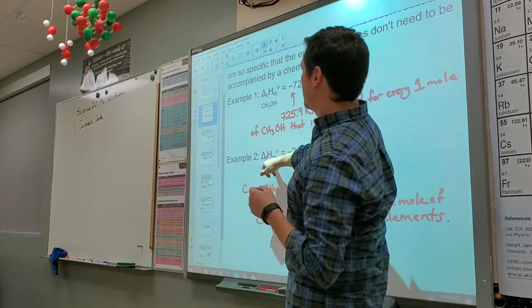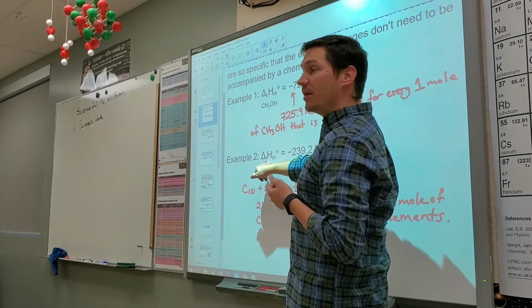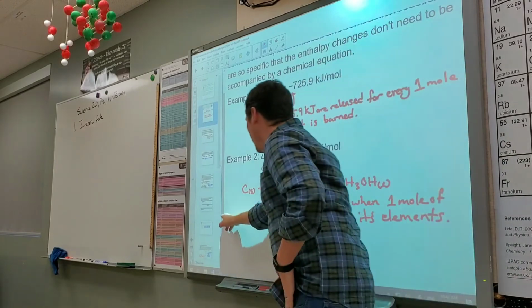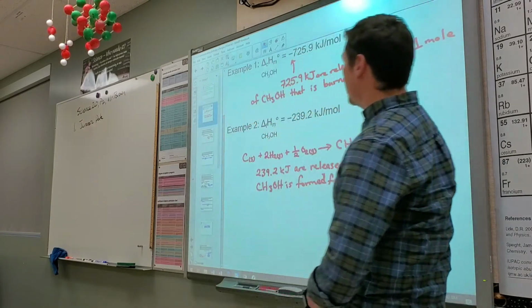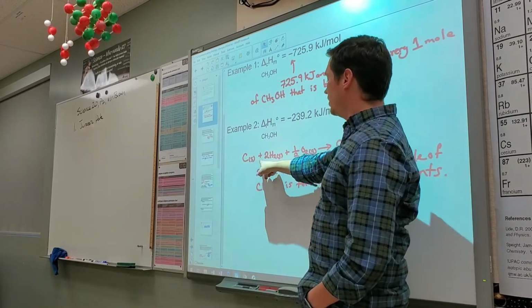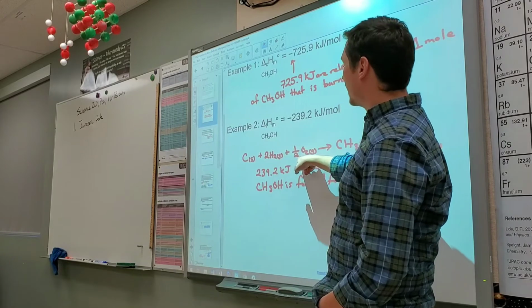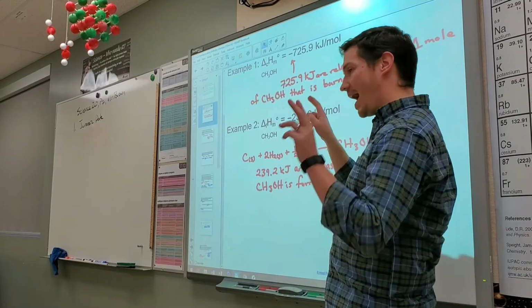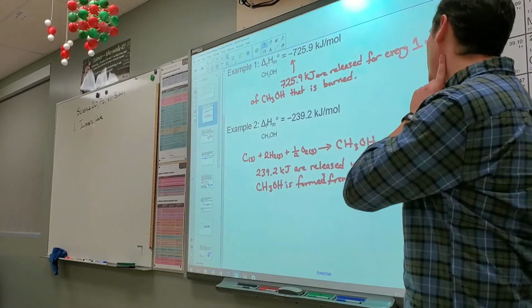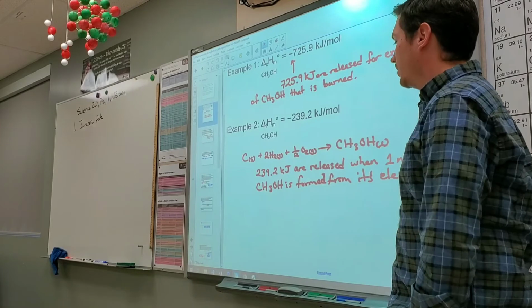What about this? This is the molar enthalpy of formation. And remember, formation is a very, very specific reaction. The formation of methanol is you take 1 carbon and 2 hydrogen molecules and what we call half of an oxygen molecule. We'll go over that a little bit later. And boom, all of a sudden you make a methanol molecule.